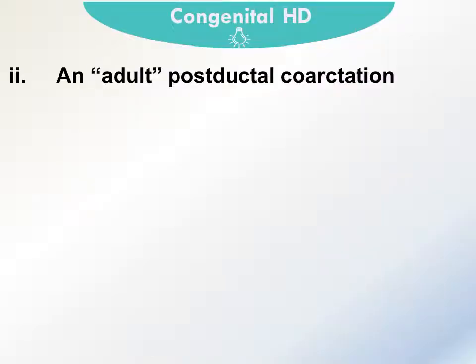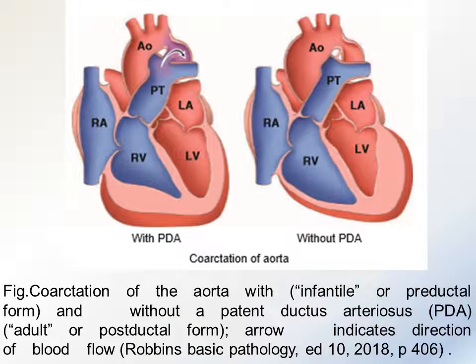Next is the adult postductal coarctation. Regarding the adult postductal coarctation, which is seen on the right side of the figure, it is the more common form in which the aorta is sharply constricted by a tissue ridge adjacent to the non-patent ligamentum arteriosum, distal to the obliterated ductus arteriosus. Proximal to the coarctation, the aortic arch and its branch vessels are dilated, and the left ventricle is hypertrophied.